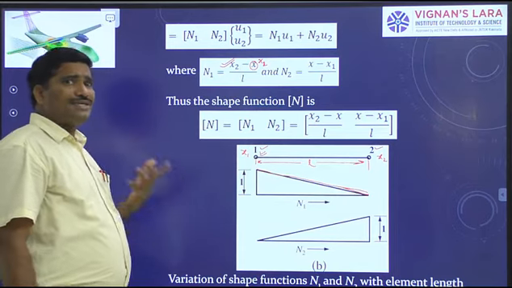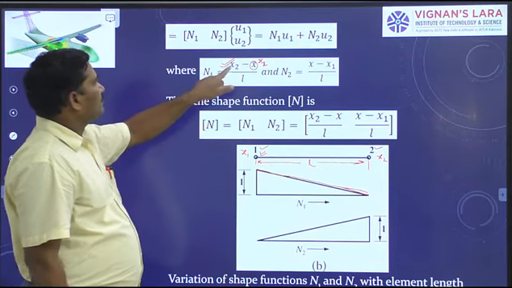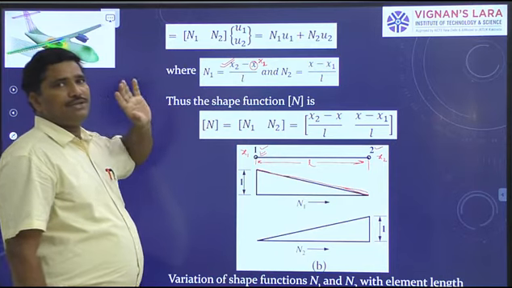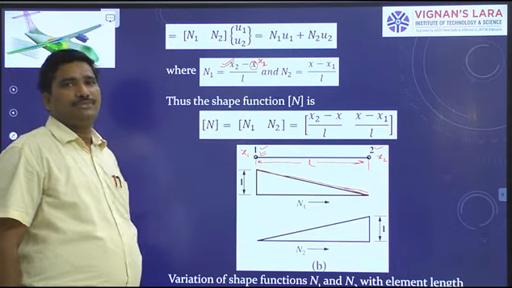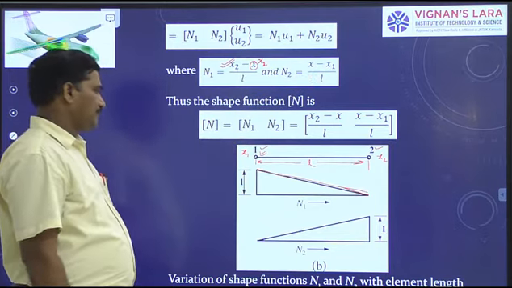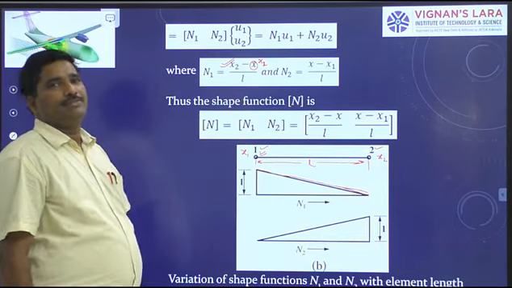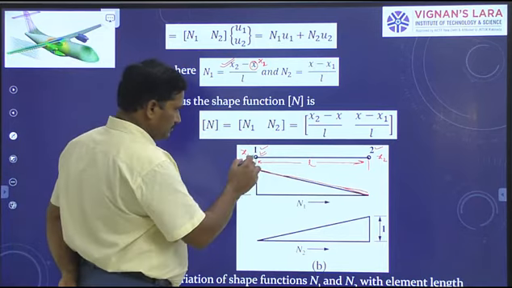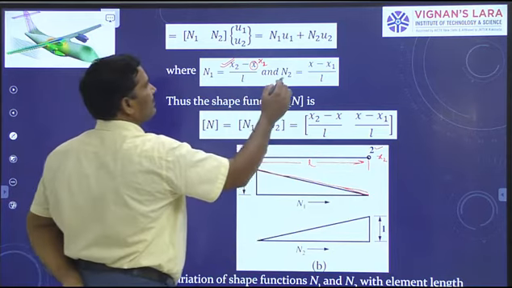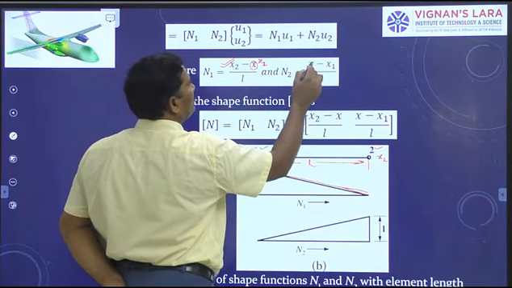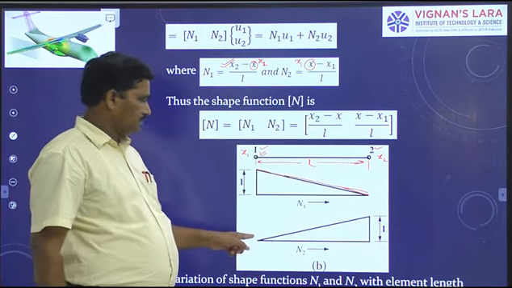Okay. We know that shape functions represent dimensionless numbers. Therefore, N1 equals x2 minus x by L has no dimension. Similarly, N2 also has no dimension. Next, we see how N2 varies with respect to the length of the element. At node 1, x equals x1. Therefore, take the second function, put x equal to x1, then N2 equals 0.